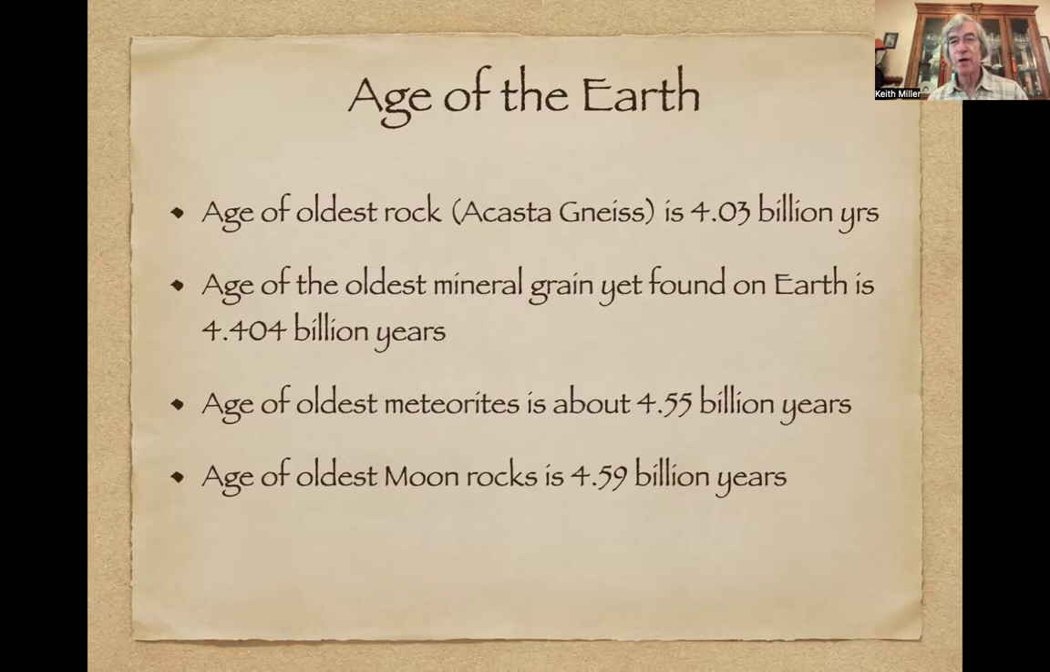Think of just a simple example: you have sand grains in a sandstone. Well, that sandstone has a certain age of when it was formed, but the sand grains that make up that rock pre-existed the sandstone. So the sand grains are older than the sandstone. The oldest meteorites are about 4.55 billion years old. The oldest moon rocks are about 4.59 billion years old.